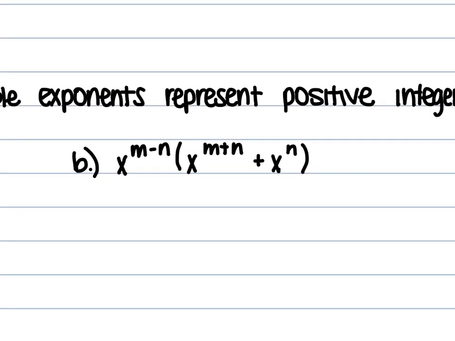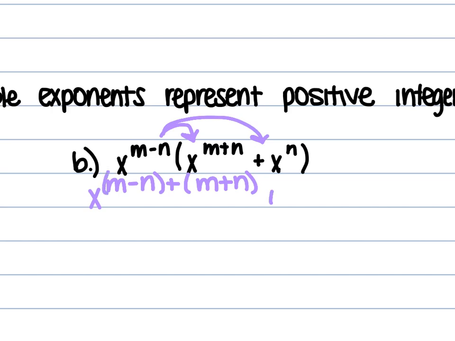For b, we have x to the power of m minus n times x to the power of m plus n plus x to the power of n. So we are going to distribute this x to the power of m minus n. Remember, when you're doing this, you are adding those powers. So we have x to the m minus n plus m plus n, as well as x to the power of m minus n plus n.